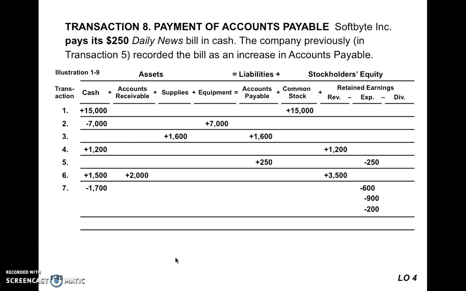So next transaction, payment of accounts payable. If you remember, we received a bill from the advertising company, but we didn't pay it right away. That was transaction number 5. Today is the day that we are going to write a check and get rid of that liability, reducing the liability. So accounts payable shows up as a negative $250, and also our cash goes down by $250. So the left side of the equation decreased, and the right side of the equation also decreased.